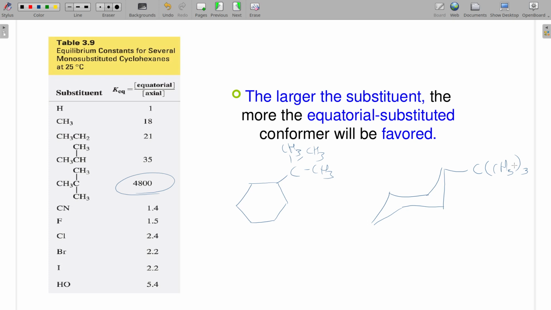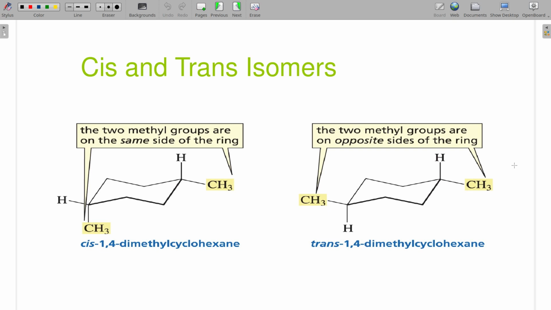Now the other one's not nearly as much. It has a lot to do with the bulkiness. So typically we find the most bulky, the largest physically, substituent wants to be equatorial. Everything else would actually be okay with axial in that case. All right, but sometimes it doesn't make a difference.